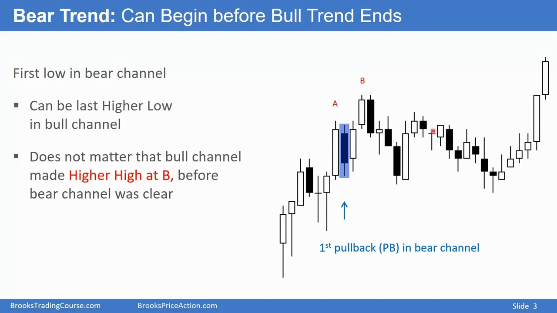Once the bear trend begins, somewhere in here, you're going to conclude that maybe this pullback was in fact the start of the bear trend, even though the bull trend was still in effect. Remember, a bull trend usually transitions into a bear trend. It doesn't immediately reverse into a bear trend. And often the final pullback in a bull trend is in fact the first pullback in a bear trend.